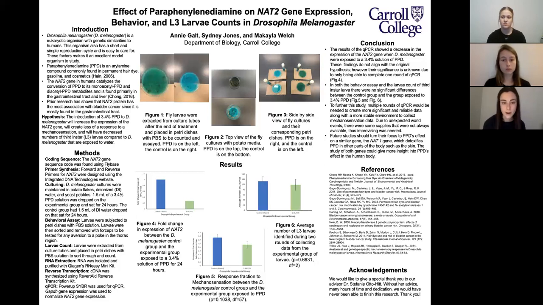Now I'm going to talk about figures 1 through 3 really quick. This was just the setup of the experiment so you can see what was going on.